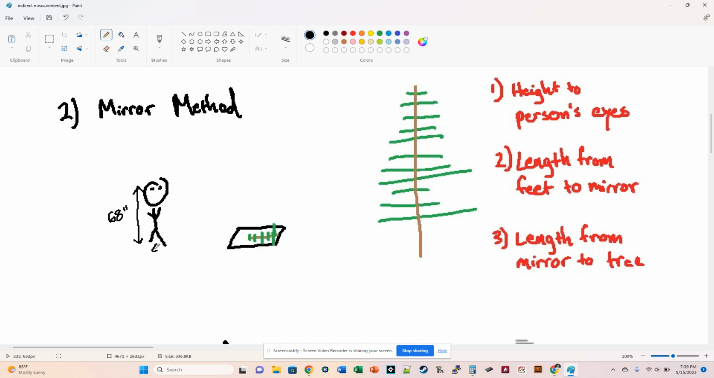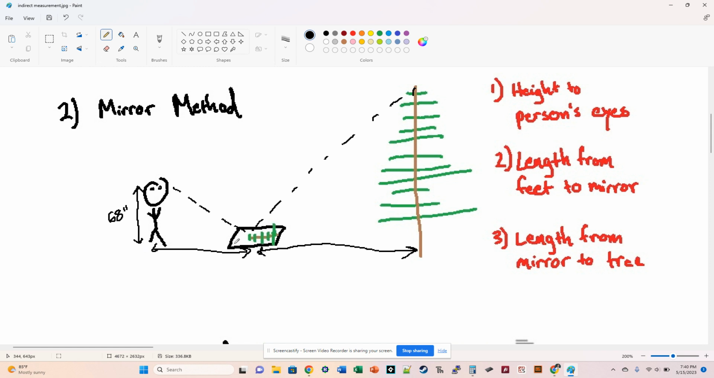Next, I measure from my feet to the mirror. If you're having trouble with doing this, you put a mirror on the ground and you just walk backwards until you can see through the mirror the top of the tree over here. This will also form similar triangles.